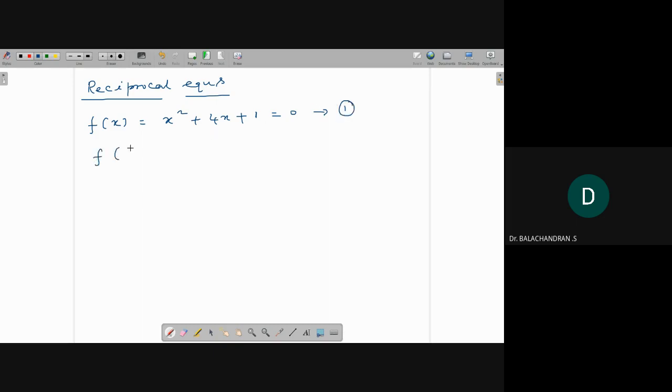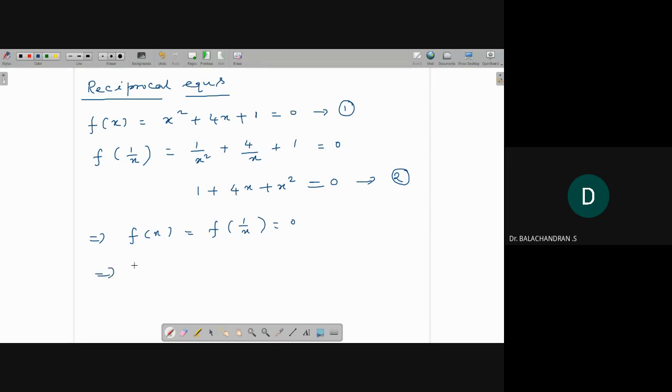Now consider f of 1 by x. So f of 1 by x is what? 1 by x square plus 4 by x plus 1 is equal to 0. So from this, if you multiply by x square, we'll get 1 plus 4x plus x square equal to 0. So I call this equation 2. So this implies f of x is same as f of 1 by x. So this implies f of x is equal to 0 is a reciprocal equation.